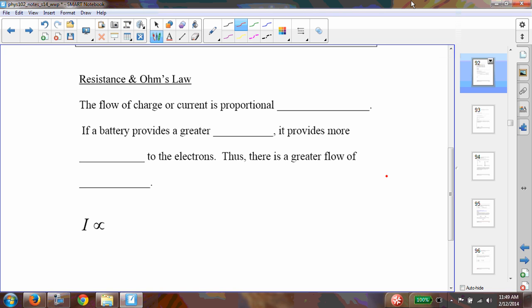Okay, so now moving on to the definition of resistance in Ohm's law. Now, the flow of charge or current is proportional to the voltage. So if I have more voltage, I have more current. That tends to make sense because if a battery provides a greater voltage or a greater potential difference, it provides more. Remember what voltage is. Voltage is energy per charge, so it provides more energy to the electrons. Thus, there is a greater flow of charge or a greater flow of current.